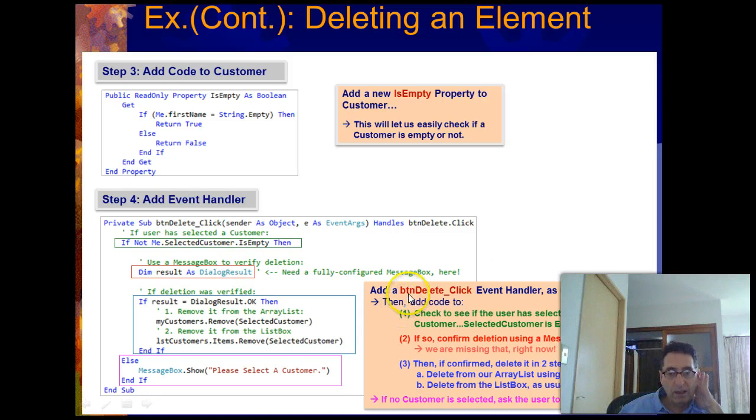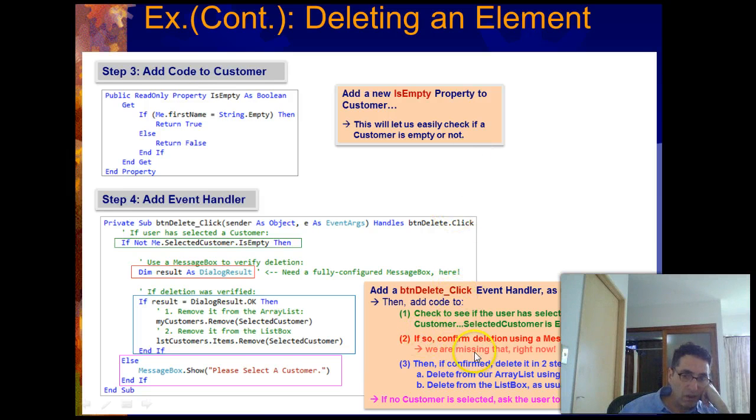Now add the button delete click event handler as usual. And then add the code to check to see if the user has selected a customer. The way we do that is we see if the selected customer is empty or not. So we're going to test whether this empty property that we created is either true or false. That's really just testing whether the first name is empty or not.